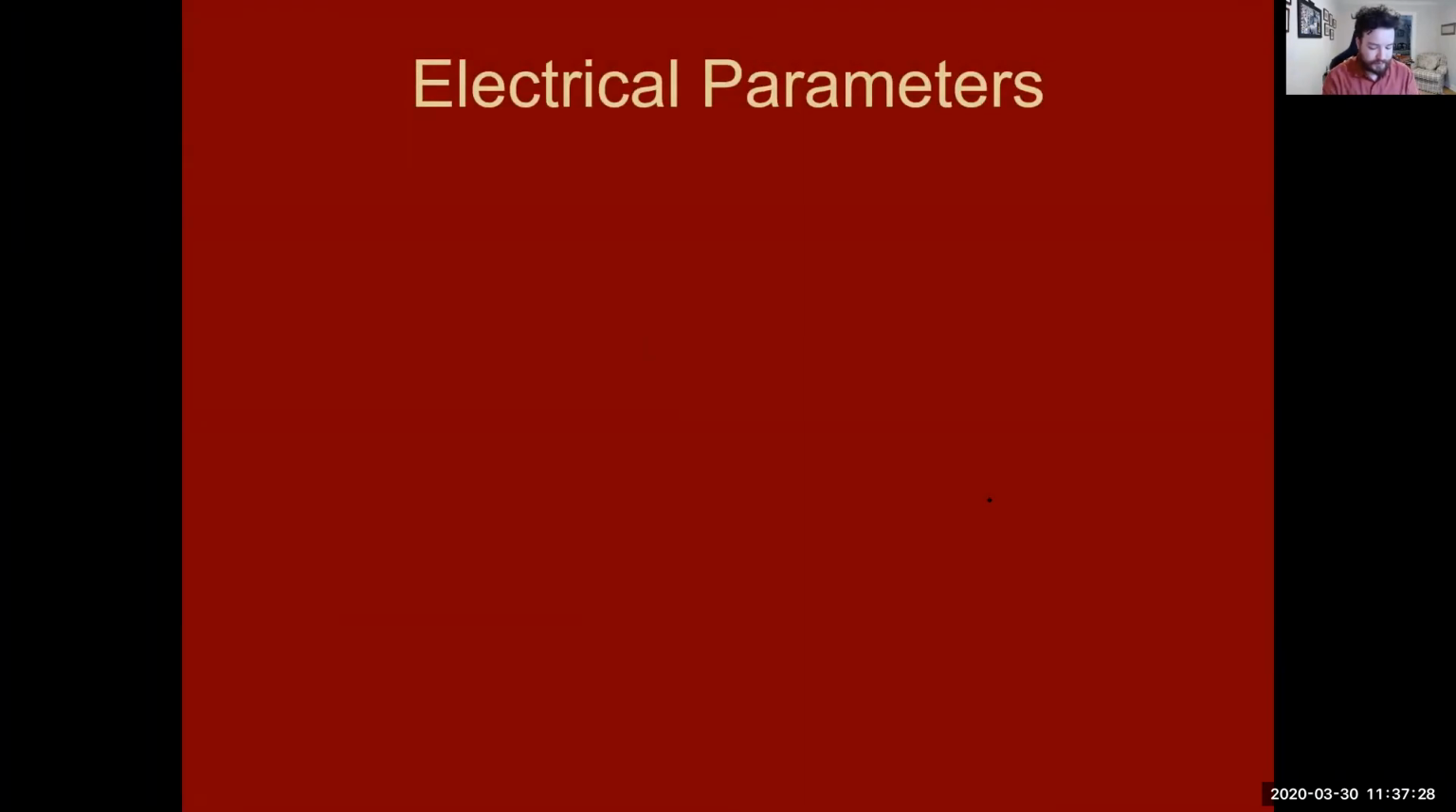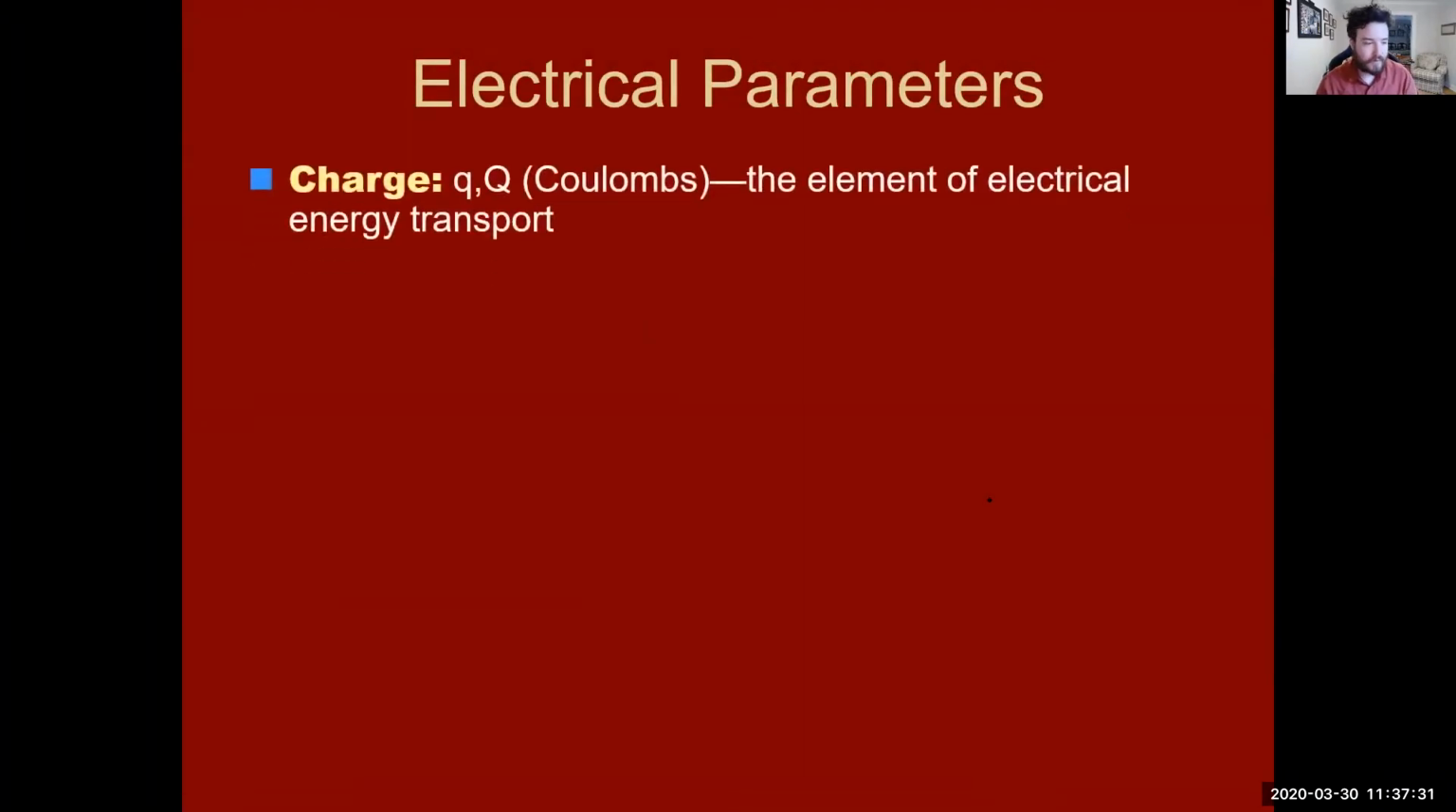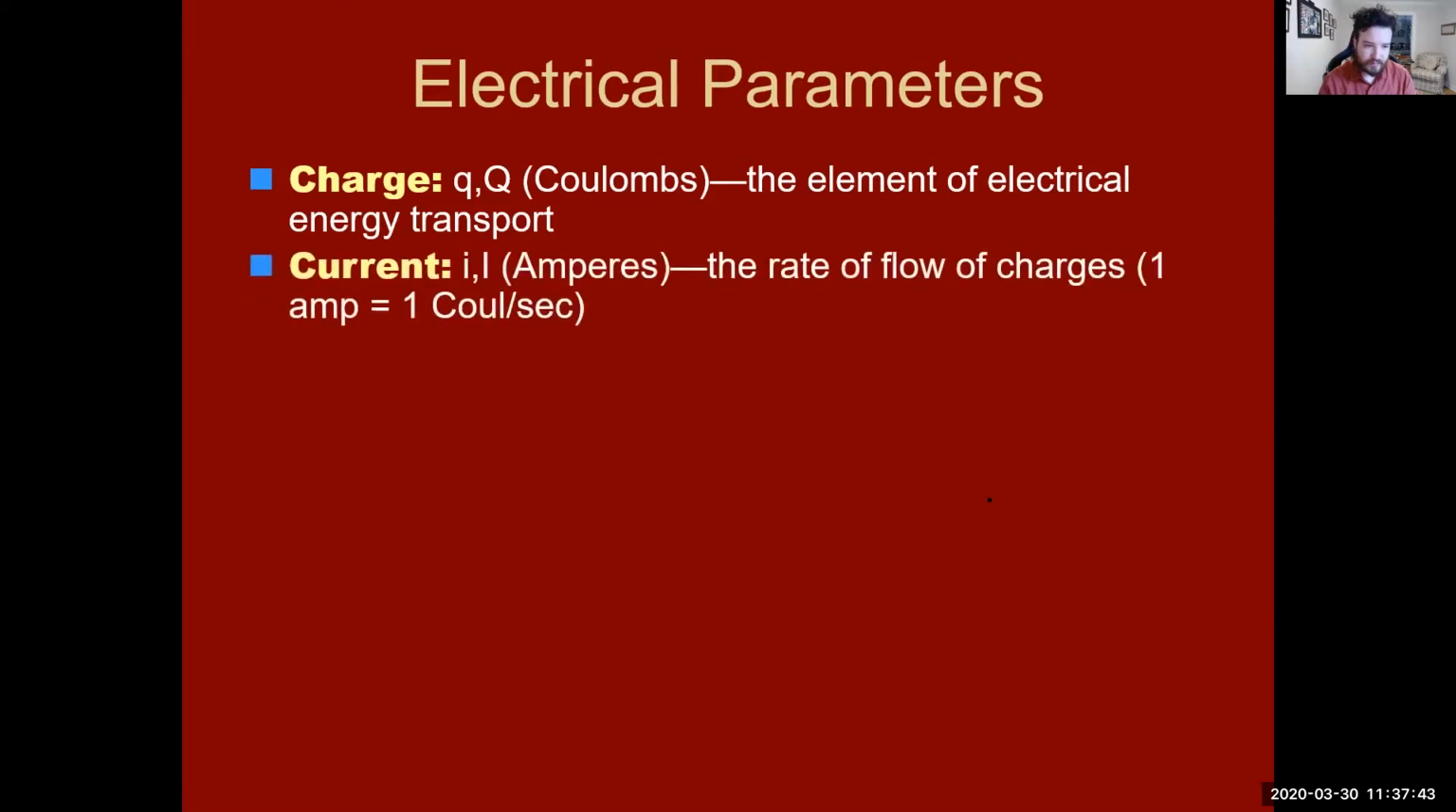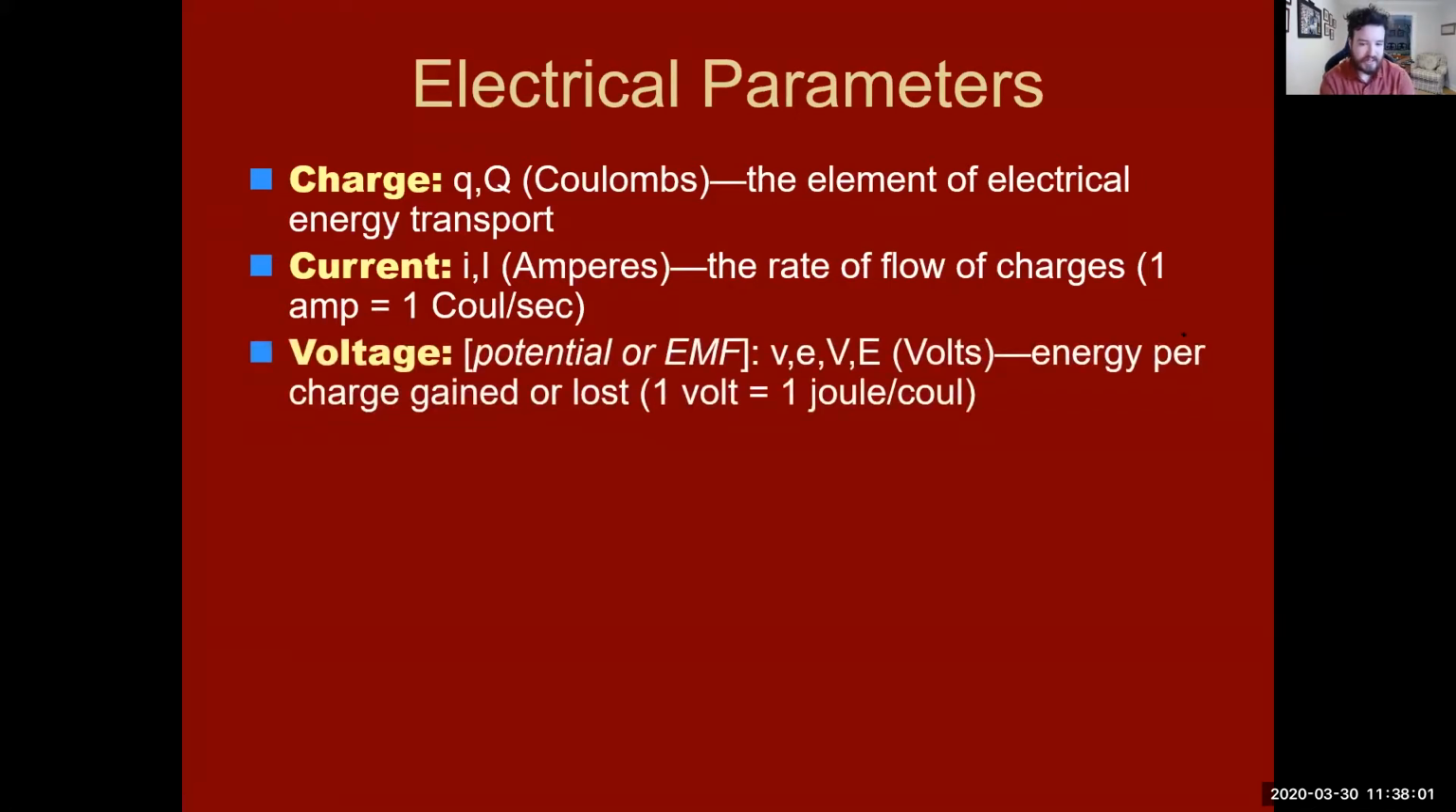So we have electrical parameters. First things first, we're talking about charge, the element of electrical energy transport, measured in coulombs. Current is in amperes, the rate of flow of charge. 1 amp is equal to 1 coulomb per second. You have voltage, it's a potential, otherwise known as volts. It's the energy per charge gained or lost. 1 volt is equal to 1 joule per coulomb.